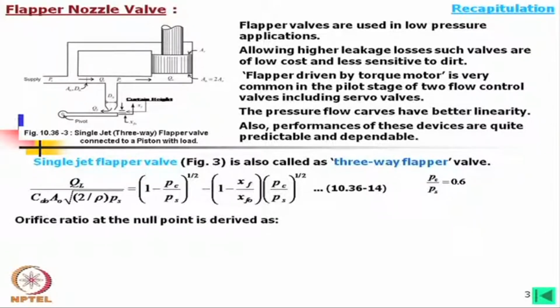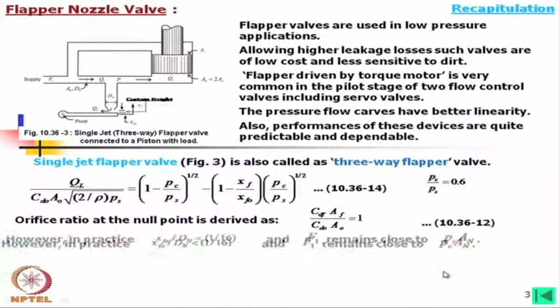Orifice ratio at the null point is derived as follows. Here CDF is the coefficient of discharge, into AF, this curtain area, divided by the fixed orifice area into the coefficient of discharge there. If this ratio is maintained at 1 at the null position, then the performance of such a flapper nozzle, single jet flapper nozzle valve, will be the best.